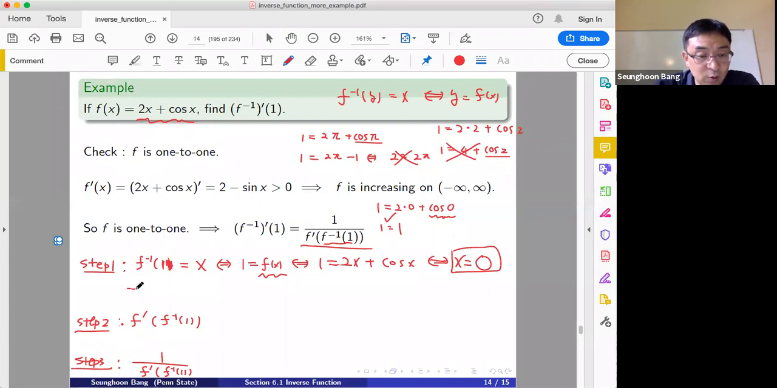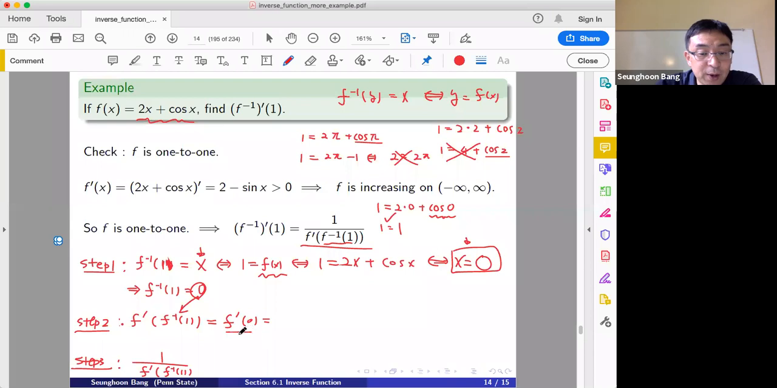So what does it mean? We have one good result. You plug this x equal to 0 into here, and the inverse of f of 1 is just 0. The second step, you can plug 0 into the inside one, f prime of 0.